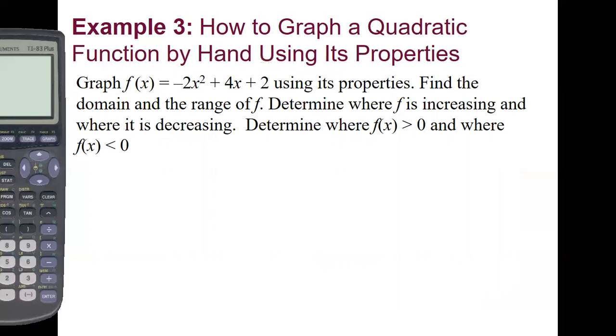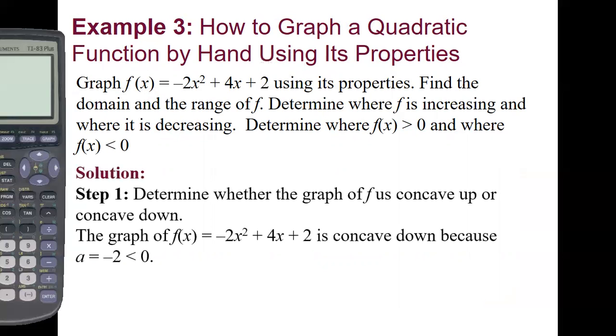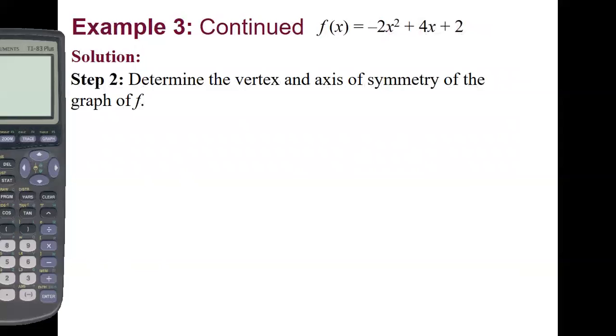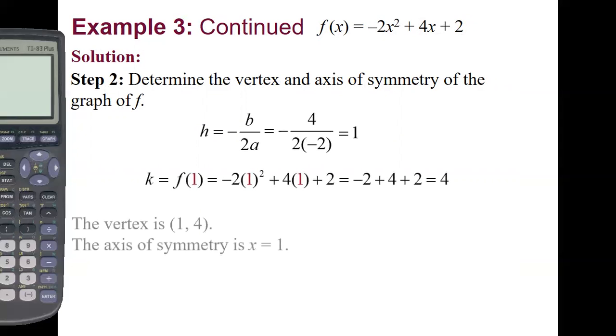All right. So how to graph quadratics by hand using its properties. In order to graph, you need your x-intercepts, your y-intercept, and your axis and vertex. So the first thing you want to do is decide if it's concave up or concave down. For this situation, it would be concave down because our A is what? Negative. Okay. After that, we want to find the vertex. And we already did. Bam. There's our vertex and our axis of symmetry.